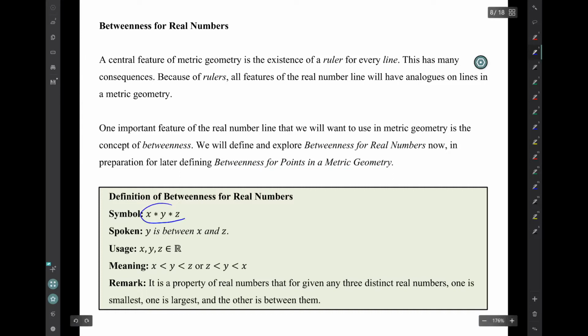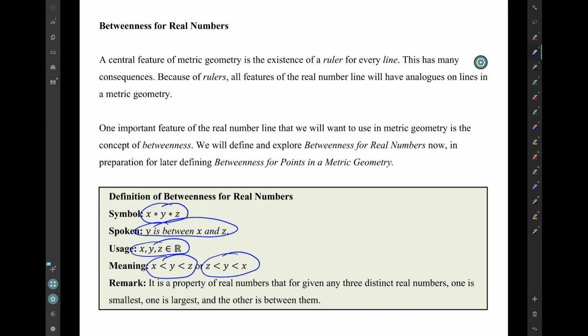This symbol, x asterisk y asterisk z, is spoken "y is between x and z." You use this symbol when x, y, and z are real numbers. And what it means is this or this. Either x is less than y is less than z, or z is less than y is less than x.